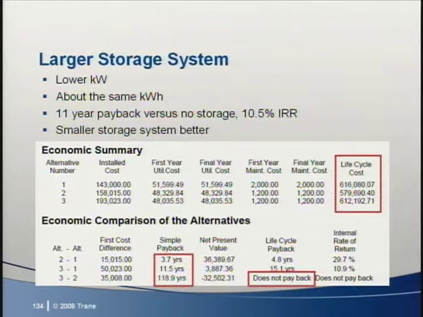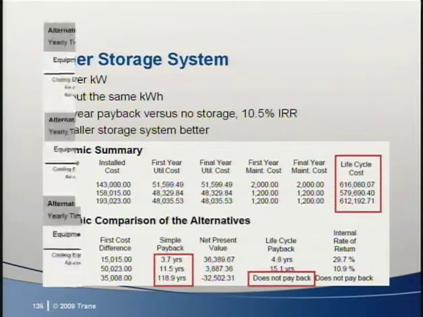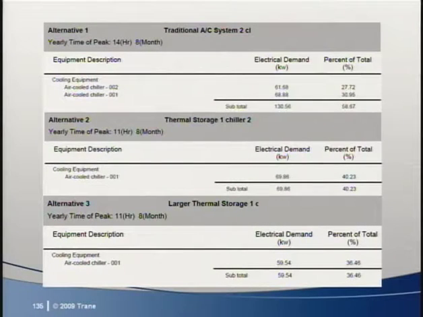So our larger system does not pay back as well as the smaller system. But we did save more kW. Here are those details. We went from 70 kW down to 60 kW for the chillers, a reduction in building peak demand of 10 more kW.